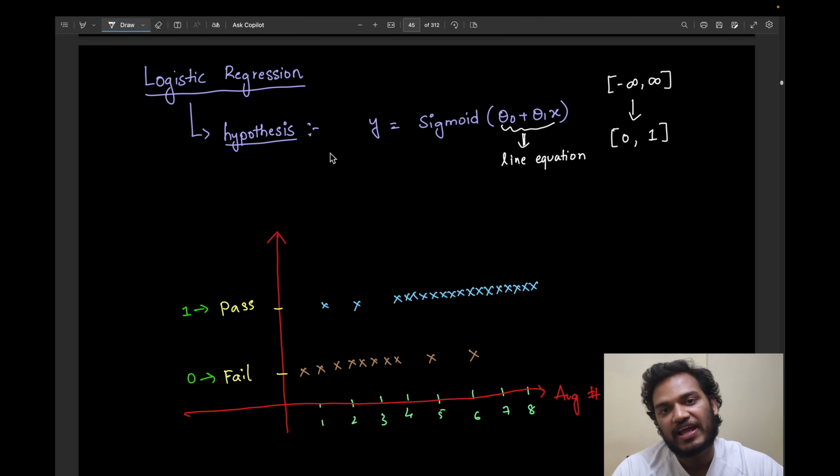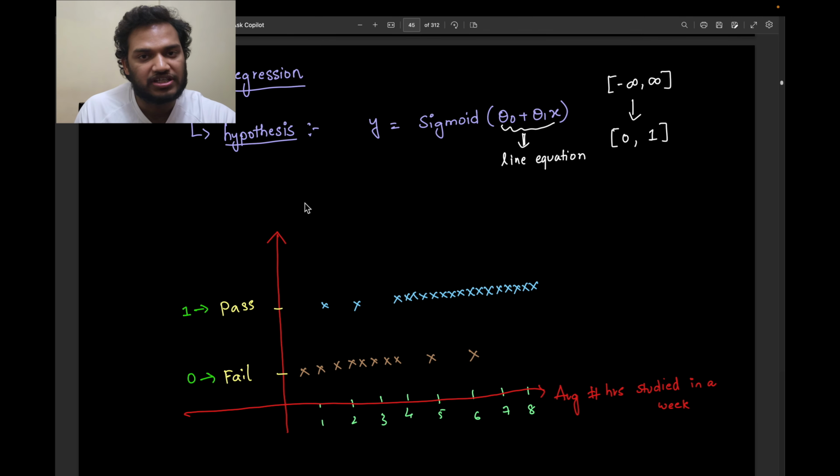I hope everyone has a clear idea about hypothesis, loss function, and optimizer. If you don't have the idea, please refer to the linear regression video. I'll be putting the links in the description so you can check it out. Now let's continue with this particular logistic regression.